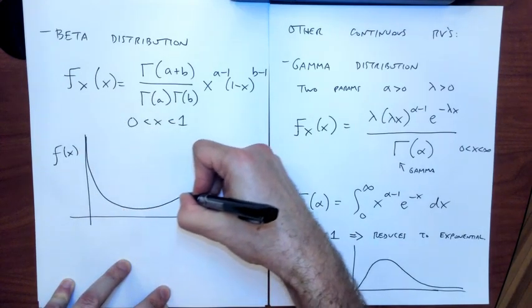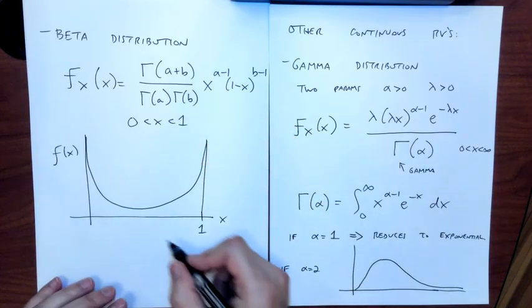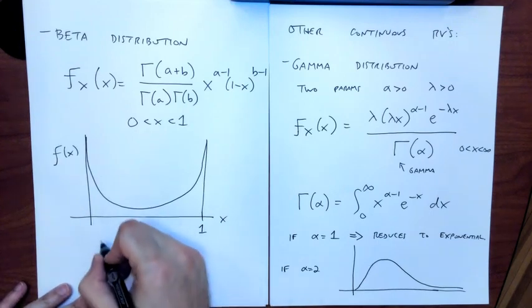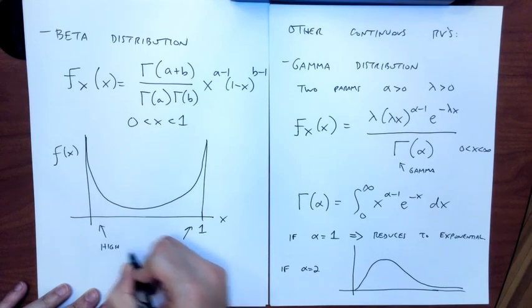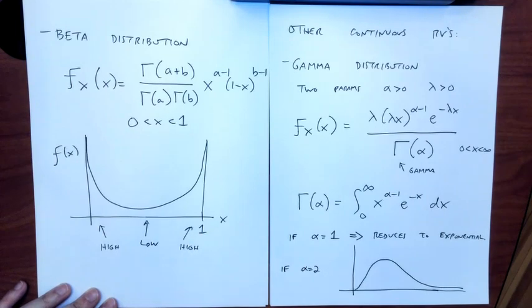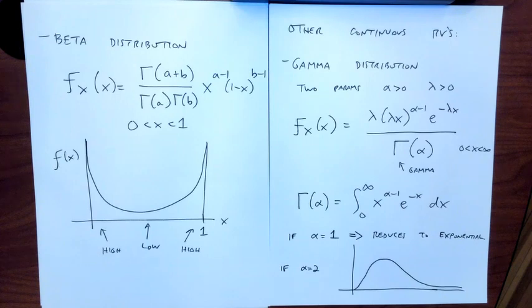So something that is basically symmetric, big at both ends, right? Basically I have high probability at the ends and low probability in the middle. And this is good for, you can imagine that you've got some sort of random variable that is almost always 0 or 1, but could be with some low probability somewhere in between, right?